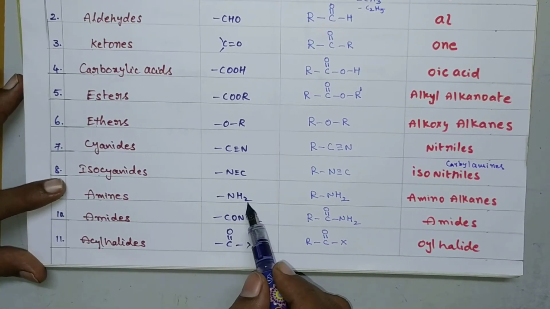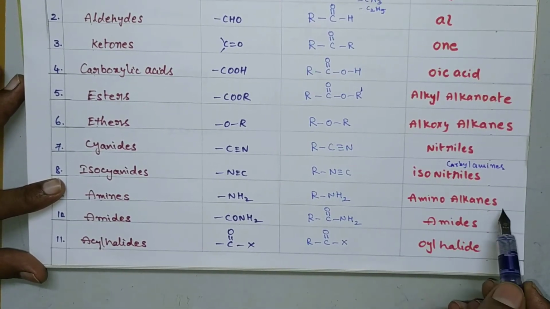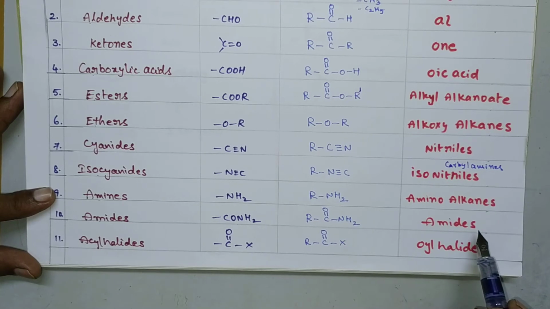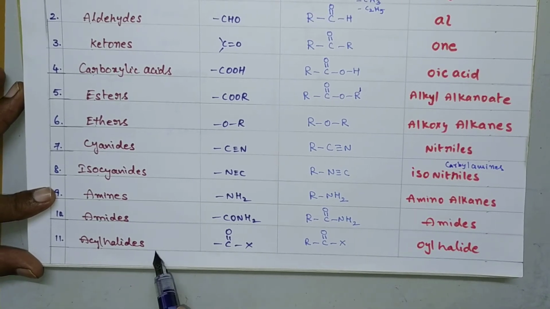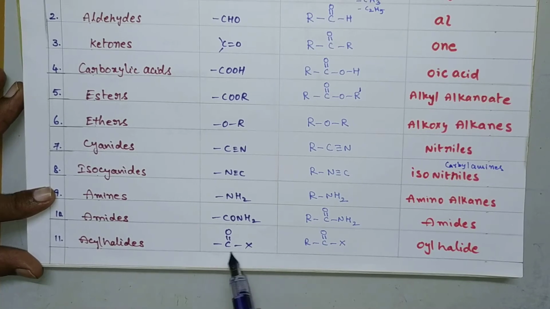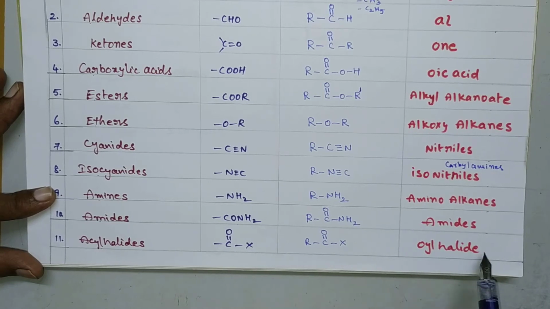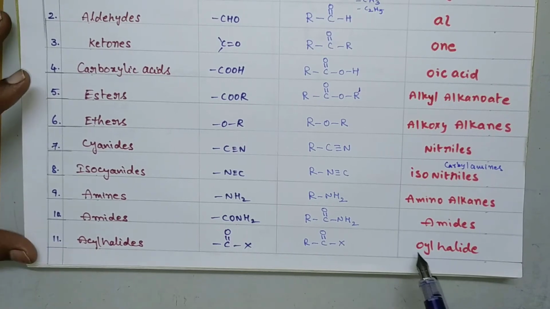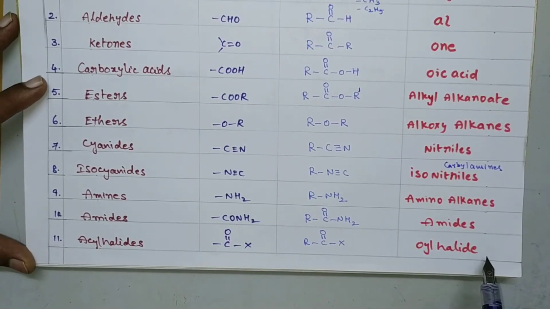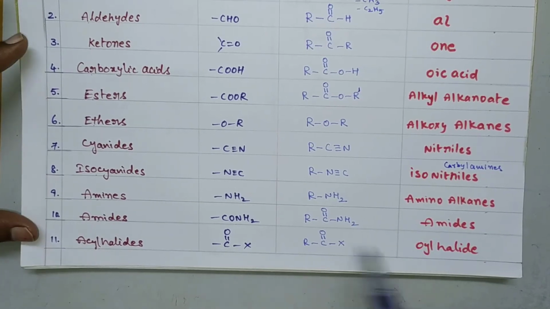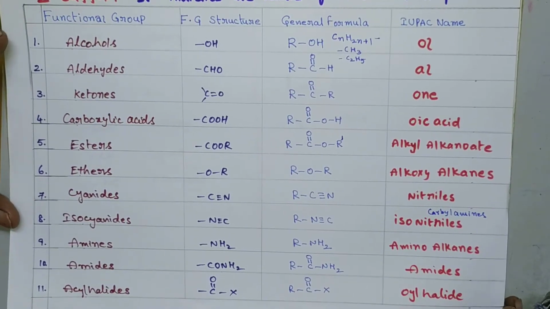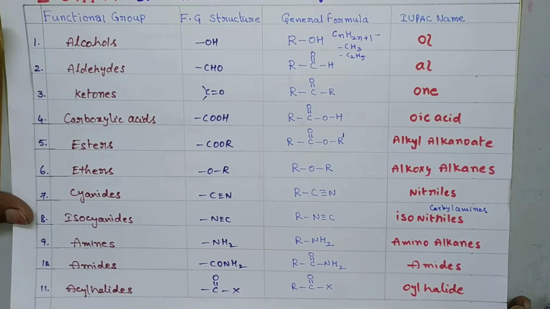Next, amines, NH2, RNH2, that is aminoalkanes. Amides, CONH2, are simply called the corresponding amides. And acyl halides means COX, where X means any halogen atom. Those are called oyl halides, so that is the corresponding alkanoyl halides. Okay, clear? We will discuss some more examples, then we can easily remember how to name these. So have a screenshot, then you can easily remember all these.